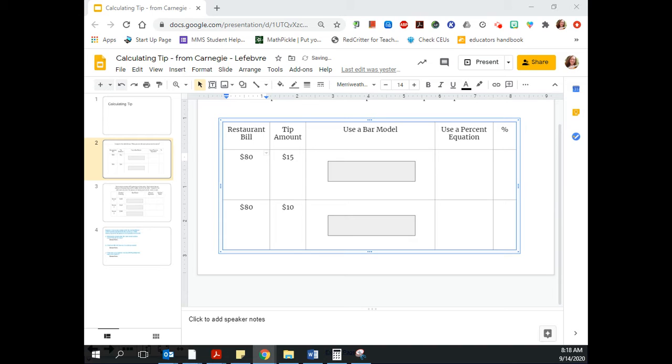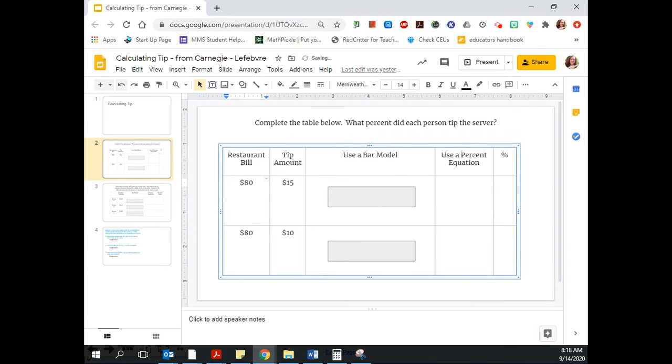So on slide 2, the first part, they give you some information about how much a restaurant bill was, and then they tell you how much the family or the person tipped on that amount. So they want you to calculate what the percent was. Keep in mind, if I know the bill and I know the tip amount for this part, what you're looking for would be what percent of the bill the tip amount is. So in that first row, for example, we would need to calculate what percent of 80 that $15 is.